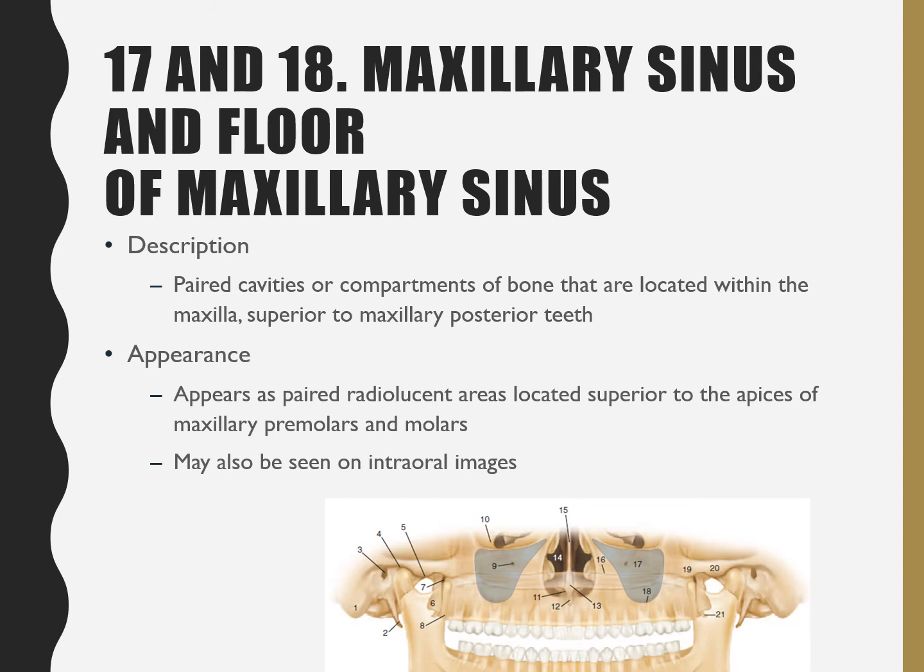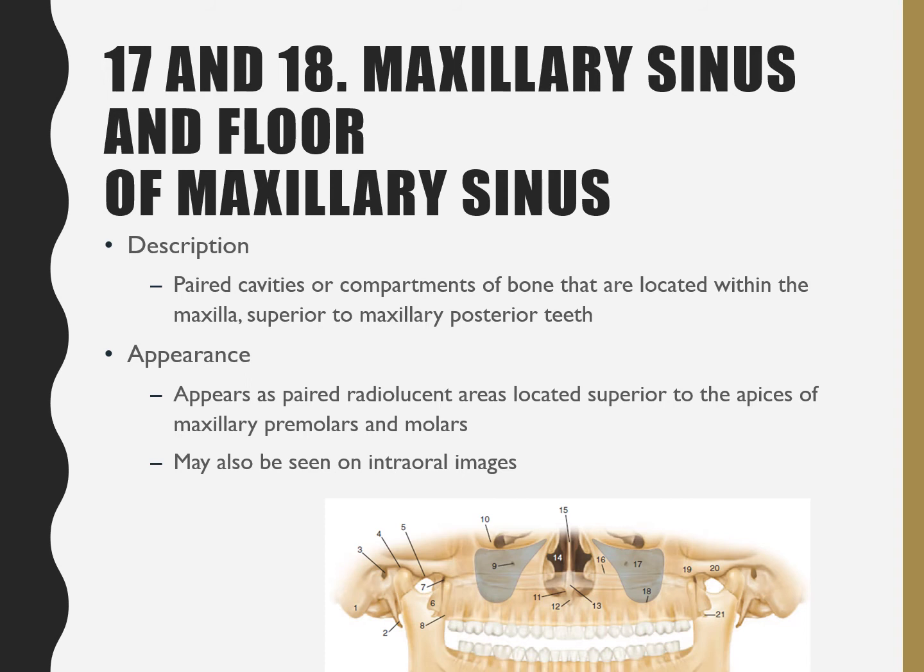For 17, you can see how it doesn't point at anything. And then 18 is pointing right at the bottom of this little bluish blob, and it is the floor of the maxillary sinus. The maxillary sinus itself is paired cavities or compartments within bone that are located inside the maxilla. It is superior to the maxillary posterior teeth. They appear as paired radiolucent areas located superior to the apices of the maxillary premolars and the molars. They can also be seen on intraoral images. You should definitely see these on your intraoral images.